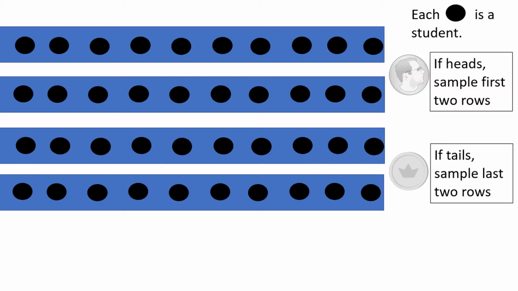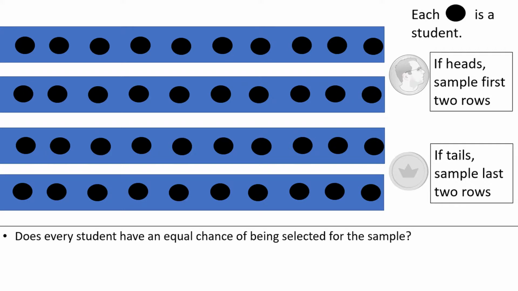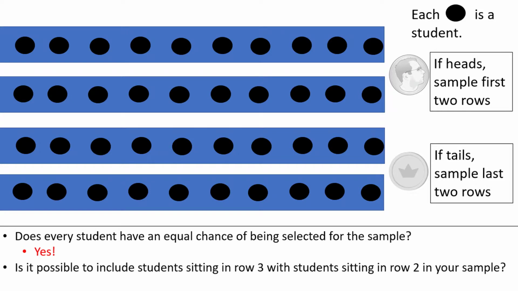Well, let's ask ourselves a few questions. Does every student have an equal chance of being selected for the sample? Yes they do, but that is not enough to make this a random sample. Is it possible for students sitting in row 3 to be paired with students sitting in row 2 for your sample? No, you either choose all students in the first 2 rows or all students in the last 2 rows. Every possible sample of size 20 is not possible with this method. There are only 2 possible different samples, which makes this not a simple random sample.